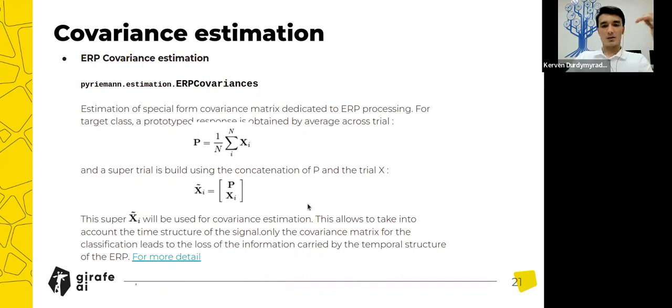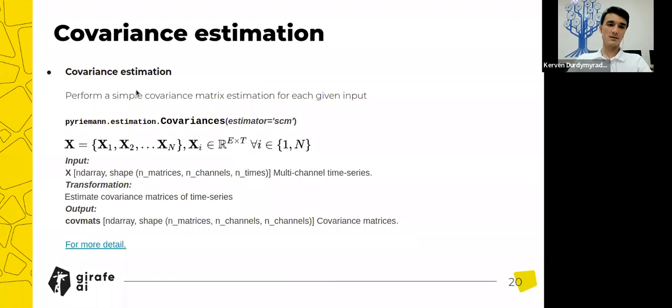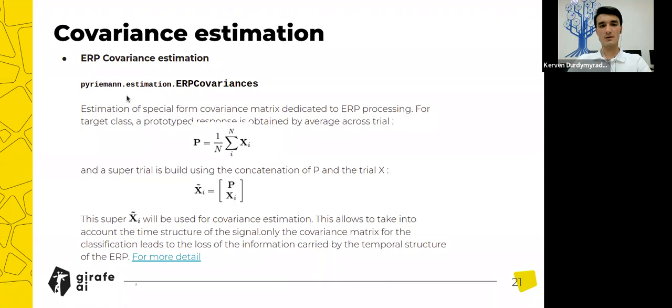These methods can help us get the temporal structure of our ERP data, the temporal structure of our data. It's better than the plain covariance estimation. In the last slides we will see the advantages of these methods.